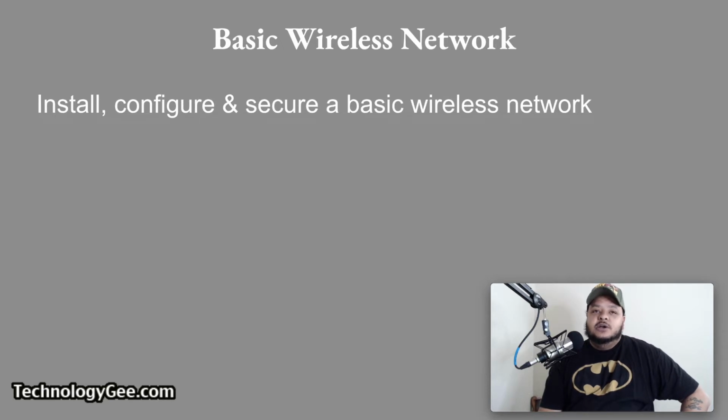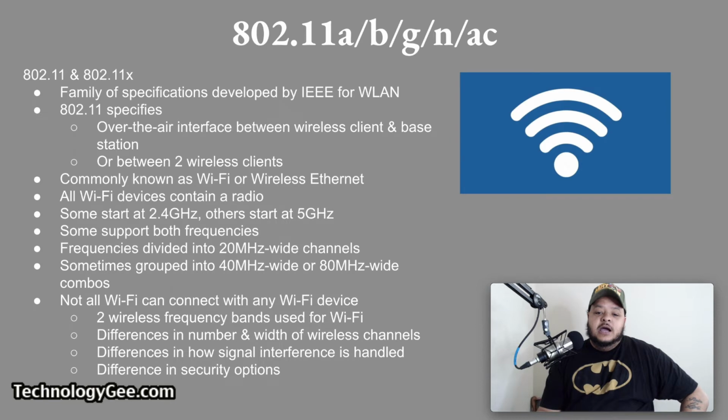And today we're going to be talking about installing, configuring, and securing a basic wireless network. That is what we're going to be talking about today. So in this video, you will learn how to install, configure, and secure a basic wireless network. All right, so let's talk about 802.11a, b, g, n, and ac. So I know it sounds confusing, but I'll explain it in a second.